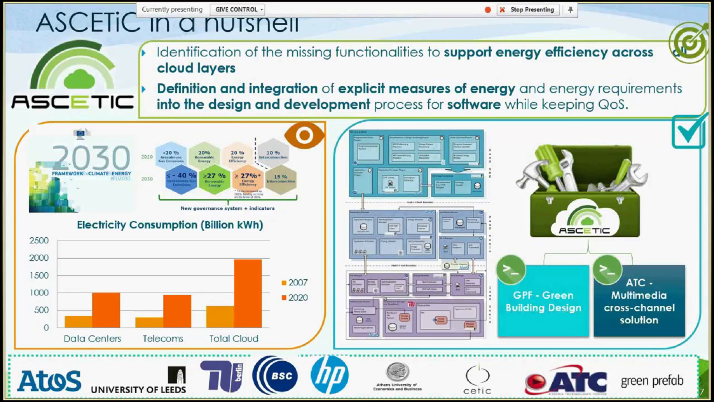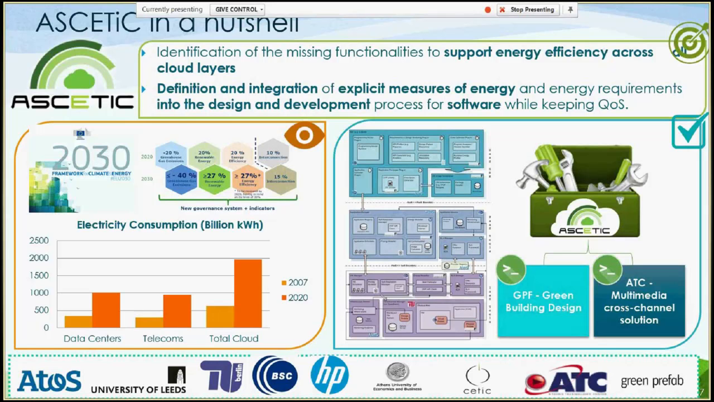So the way they're going to do it is basically to provide a reference architecture, which is again energy efficiency aware, and to propose an implementation of this architecture. And by demonstrating this, ASCETiC looks at two use cases. One is from a company called Green Prefab, which actually specializes in green building design. This company runs millions and millions of simulations on the cloud with hundreds of parameters, and this application will be seen as an interesting one to again demonstrate the gains in energy efficiency that ASCETiC is proposing.